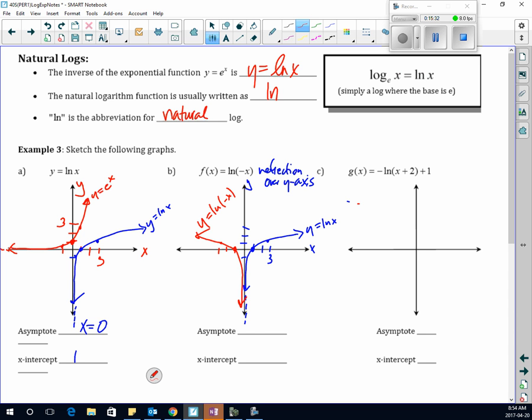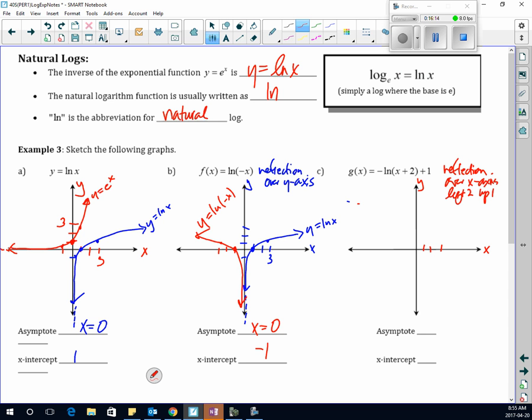So what's my asymptote? X equals 0. What is my x-intercept? Negative 1. Okay, now we have 3 things going on here. So who can describe what happened in C here? Yep. It's a reflection over the x-axis. Okay. It goes up 1 and right 2, left 2. Yep. Left 2, up 1, or up 1, left 2. Very good. Okay, so I'm going to start with my base graph again.